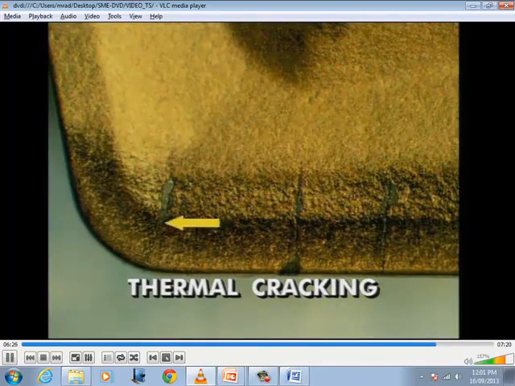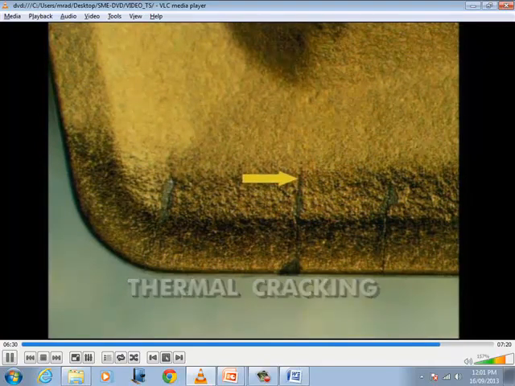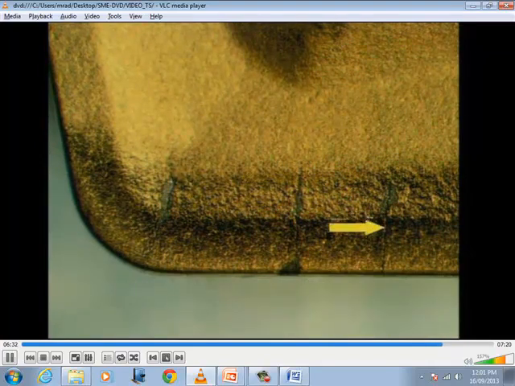Thermal cracking occurs when inserts go through a rapid heat-cool cycle, such as in either interrupted cutting or when the coolant is improperly applied, suddenly cooling a hot insert.